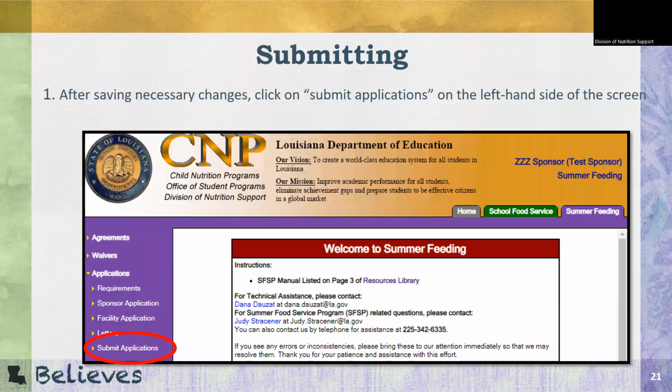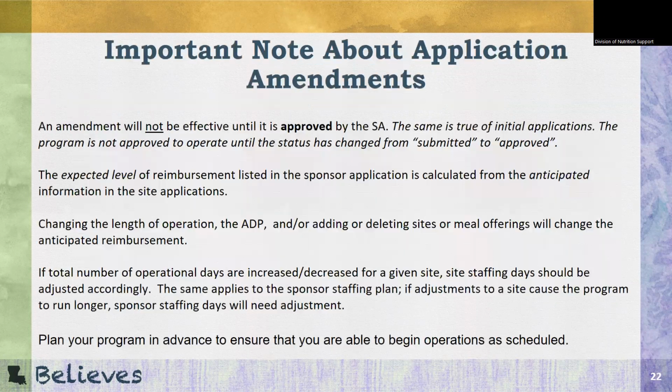After saving necessary changes, click on Submit Applications on the left-hand side of the screen. An amendment will not be effective until it's approved by the state agency. The same is true of the initial application. The program is not approved to operate until the status has changed from submitted to approved.